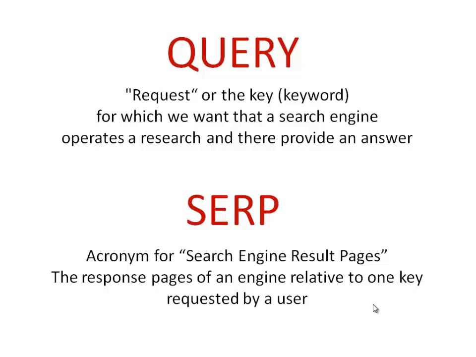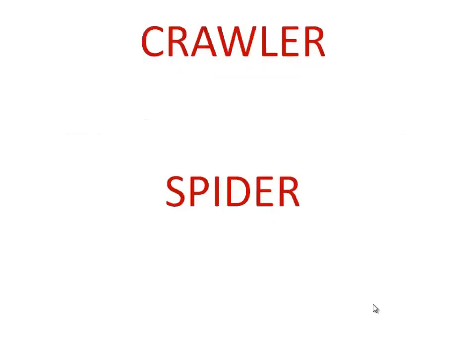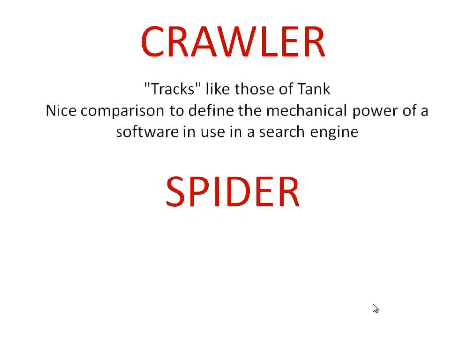Now let's find out the two common words that are synonymous and very often used to indicate the search engines: crawler and spider. Crawler is a word we can translate as tracks like those of tanks, a nice comparison to define the mechanical power of a software in use with a search engine, which helps us to understand the strength of a software that in a fraction of a second can scan sites all over the world looking for a few words and dispose them in order from the first to the last according to the calculation logic.